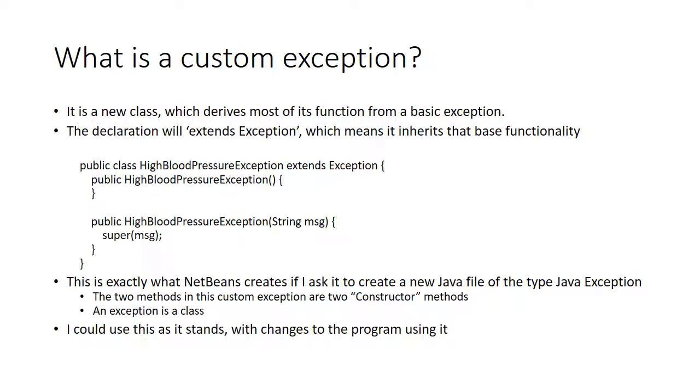This is exactly what NetBeans creates if I ask it to create a new Java file of the type Java Exception. The two methods in the custom exception are two constructor methods because an exception is a class. I could use this exactly as it stands, with changes to the program using it.